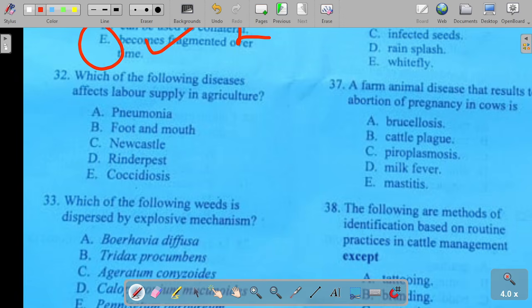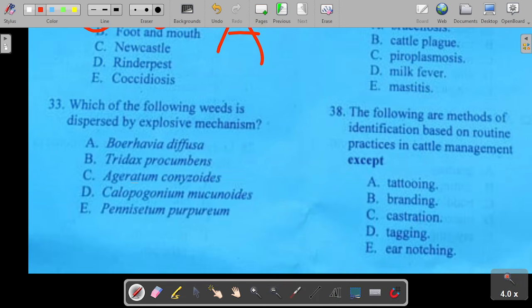Number 32. Which of the following diseases affects labor supply in agriculture? Disease that affects labor supply in agriculture. There is a disease that is related to humans. It's pneumonia, which is A. It's pneumonia. So the people who carry out labor in agriculture are humans, not animals.